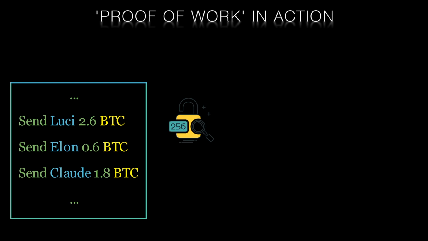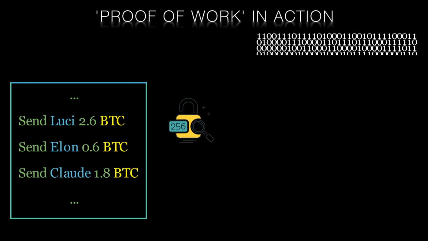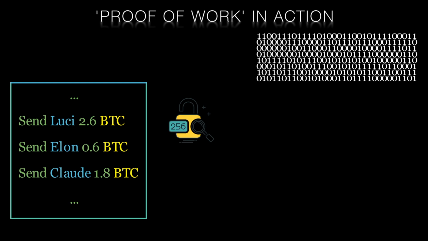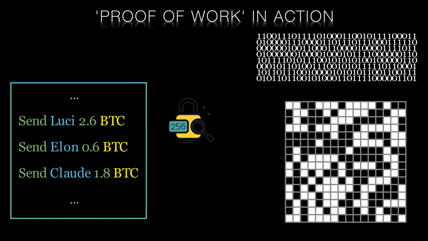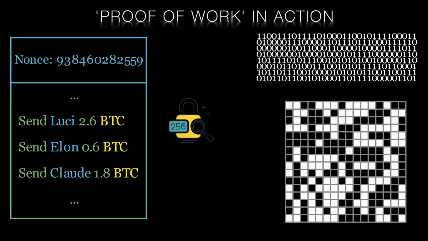To illustrate this, let's see how it works in practice. For this, we turn to our good friend SHA-256 again. We bundle our valid transactions into a block. This creates a text message. Any message will have a unique SHA-256 hash. Satoshi's suggested cryptographic puzzle requires us to add a single 4-byte integer number to this bundle of transactions. This single number is a number used once, or nonce.